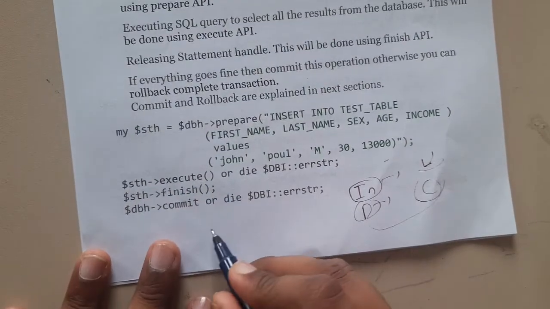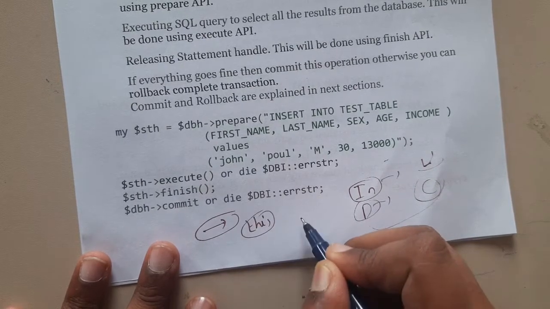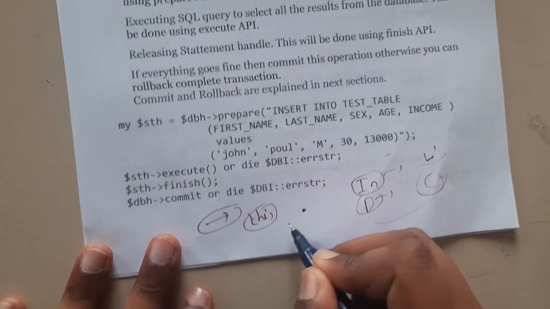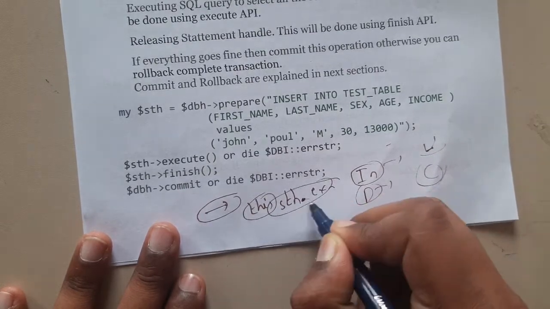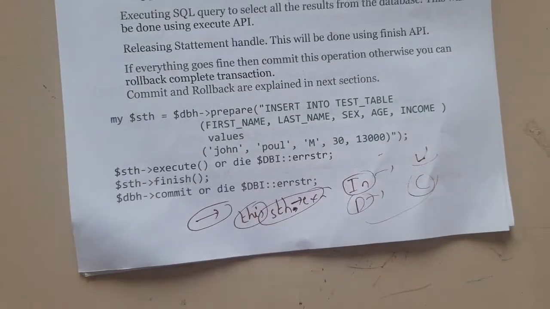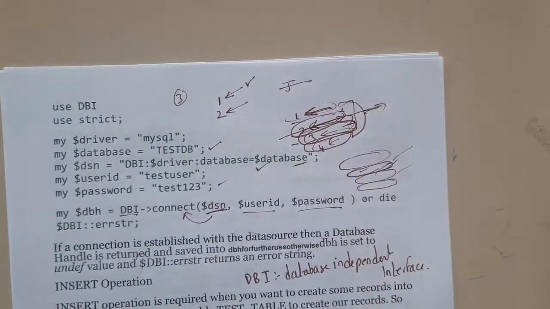Basically this is nothing but an arrow. You can call it the this pointer, guys. In some languages you will directly write statement dot execute, so instead of a dot you will be using an arrow in Perl, guys. I forgot to say that here you will be initializing the statement also. I forgot to say that, guys.